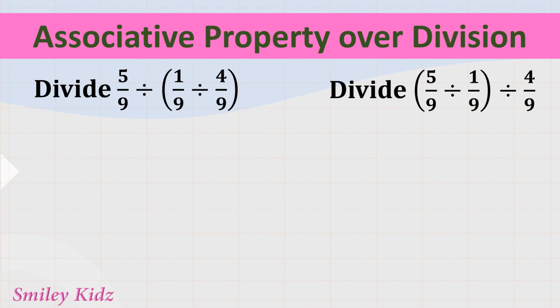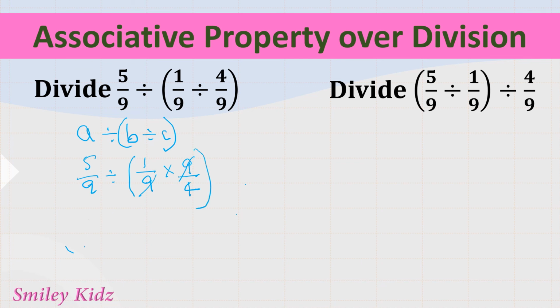Associative property over division. So first condition will be A divided by (B divided by C), where B and C will be in brackets. So first let's solve the brackets part. 5/9 divided by (1/9 multiplied by 9/4). Here 9 and 9 get cancelled, which will be equal to 5/9 divided by 1/4, which is equal to 5/9 multiplied by 4, which is equal to 20/9.